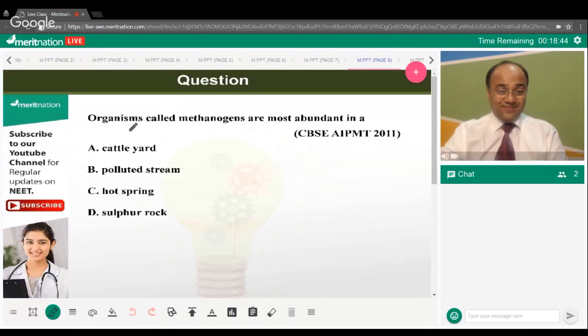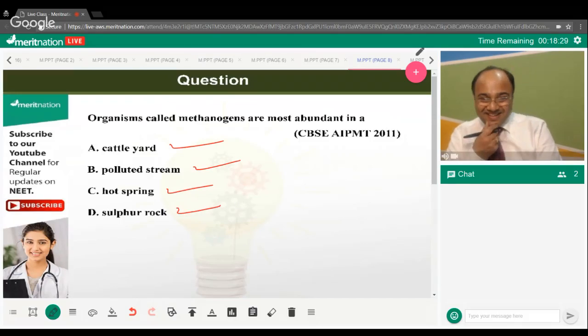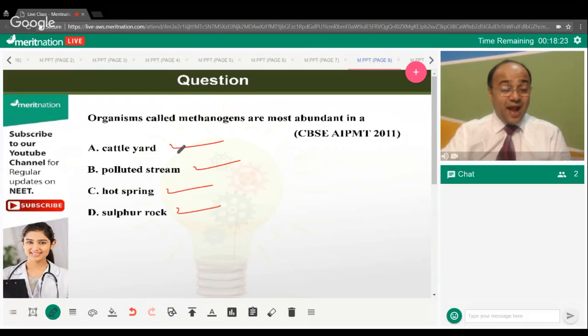Okay, let's move ahead. Organisms called methanogens are most abundant where? In a cattle yard, in a polluted stream, in hot springs, or in sulfur rocks? Yes, you all are correct. It is option A. In a cattle yard, methanogens, right?